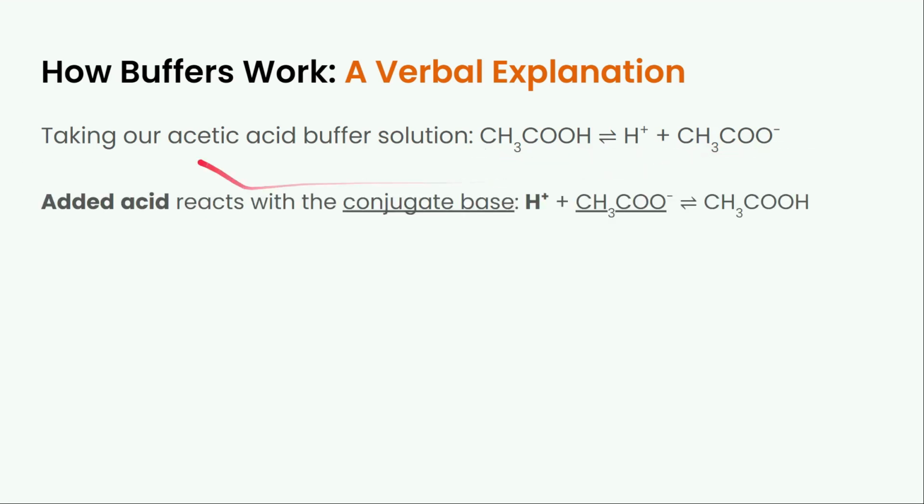Now let's imagine we add some acid to this buffer, or some acid is evolved during the course of our experiments. Some added acid, which I've written here in bold, will react with the conjugate base, which I've expressed as underlined. So we've got our extra protons that are evolved during the course of our experiment, or that we otherwise add to our buffer, and it reacts with the conjugate base, the acetate anion, to reform acetic acid.